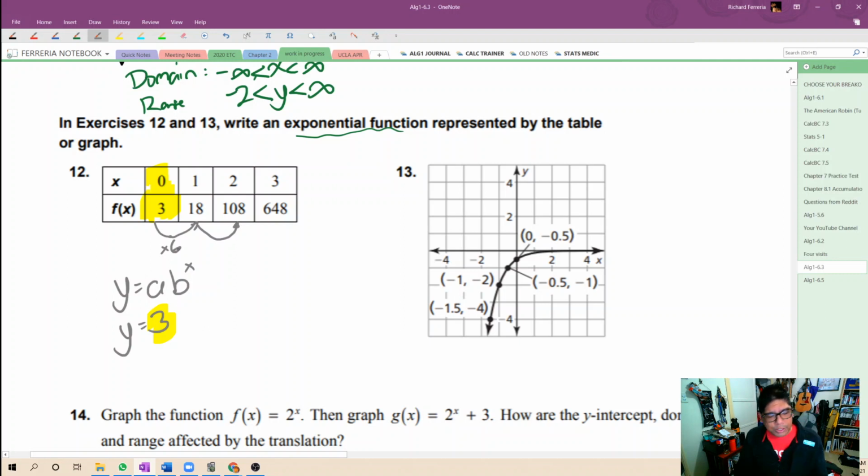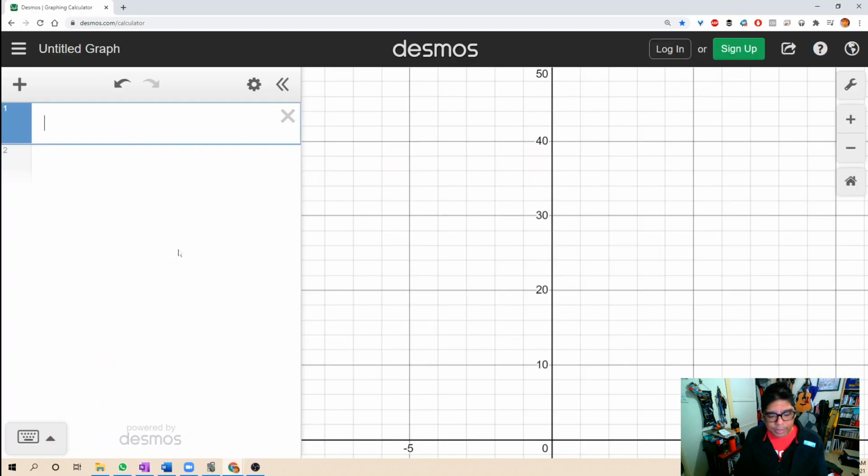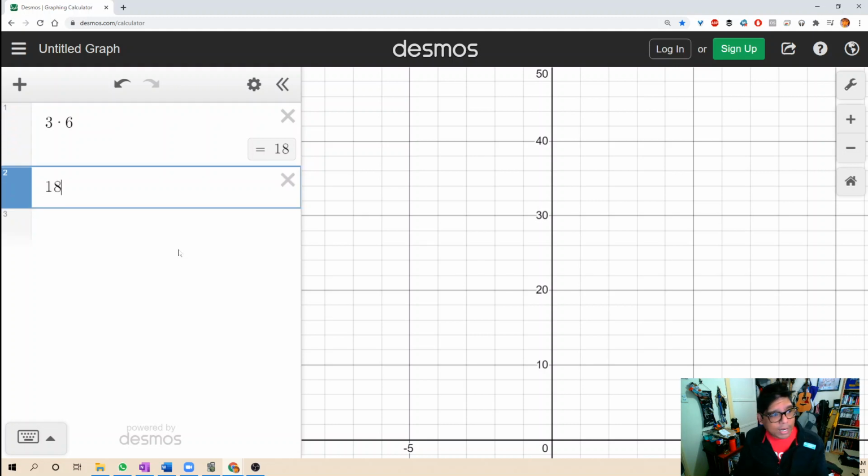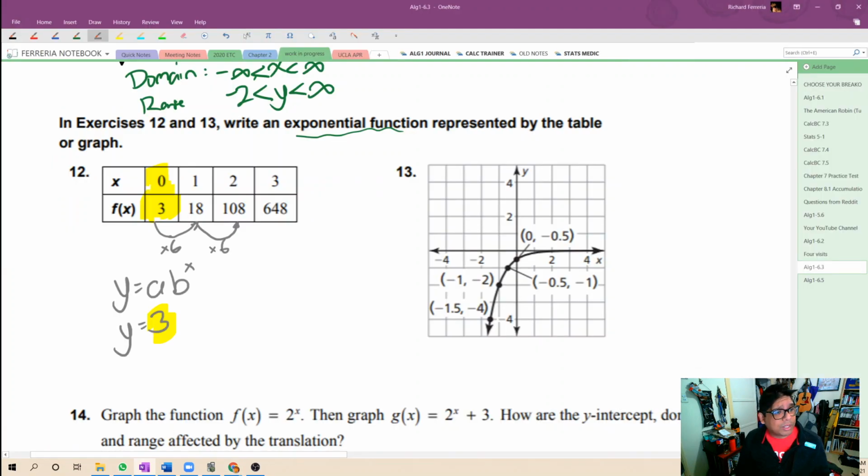So, let's check. Does the hypothesis work? Is it multiply by 6? So here on Desmos, we're going to go from where we started, which is 3, and we're going to multiply that by 6 to test our theory. And okay, that got us 18. And then now let's try for the next one. 18 times 6. And yeah, that does give me 108. So it looks like the pattern here is multiply by 6. Let's try it one more time just to make sure. What's 108 multiplied by 6?